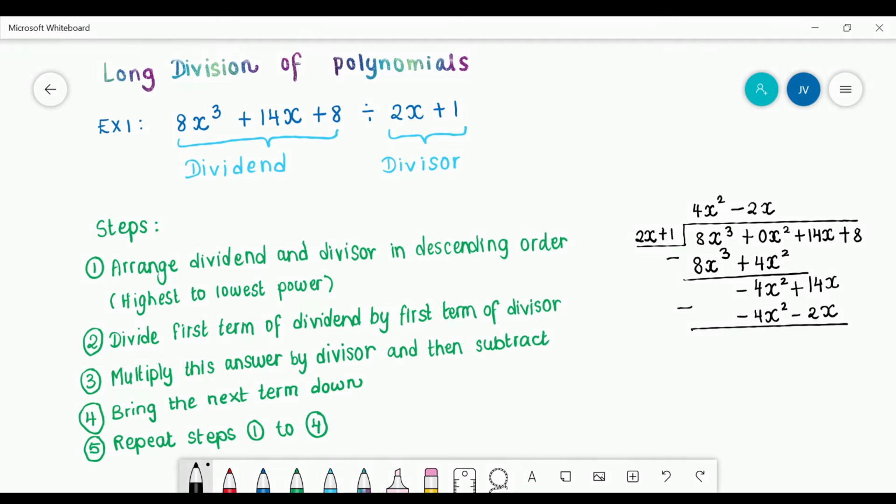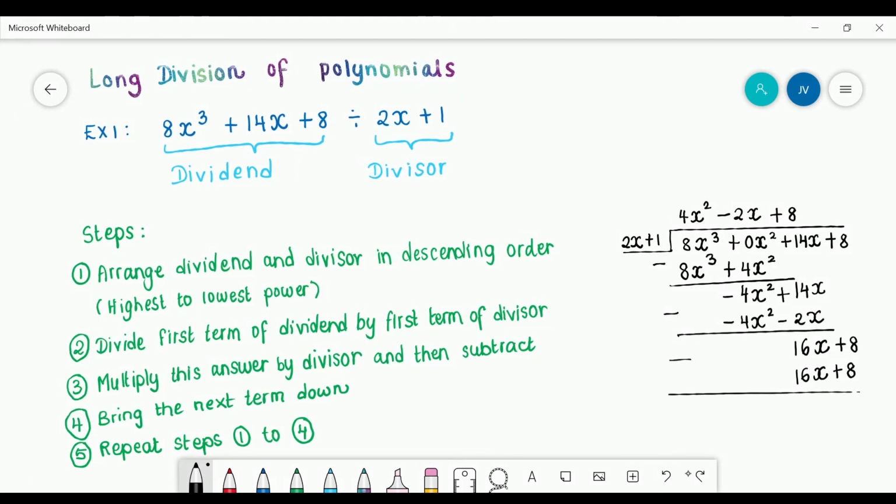Now we subtract. Minus 4x squared minus minus 4x squared is 0. 14x minus minus 2x, 16x. We bring the next term down, which is plus 8. 16x plus 8. Now for the 16x, we divide it by 2x to get 8. And then the 8, we multiply it by 2x plus 1 to give 16x plus 8. We then subtract. 16x minus 16x is 0. 8 minus 8 is 0.